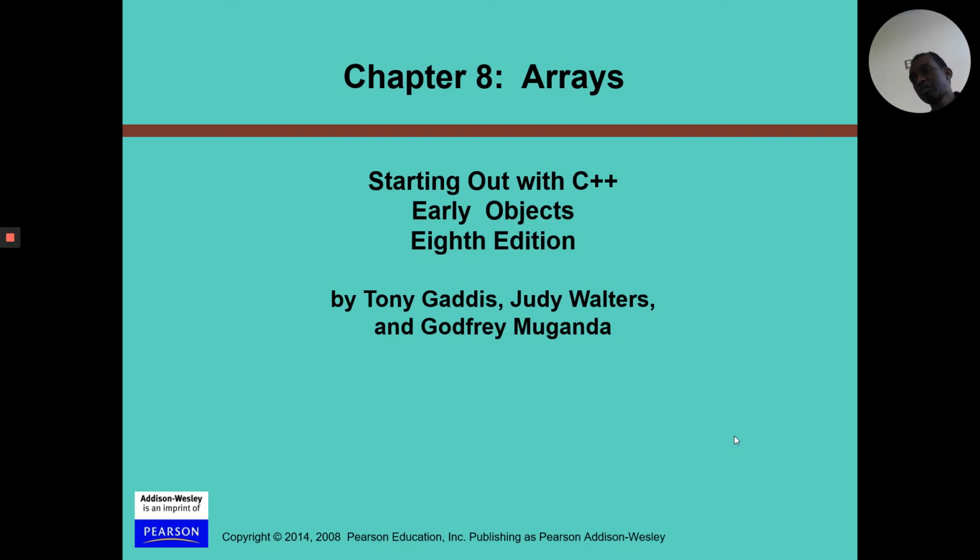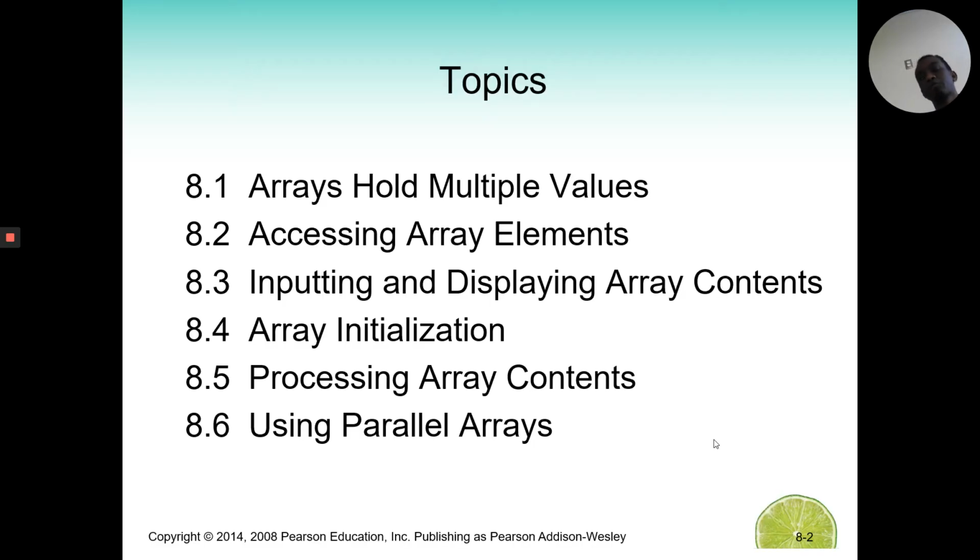Welcome to chapter 8. In this chapter, we'll cover what's called arrays. What is an array? An array is part of a data structure. It's just a way to organize data. It makes it easier to access. Instead of initializing data one at a time, you can initialize it all at the same time.